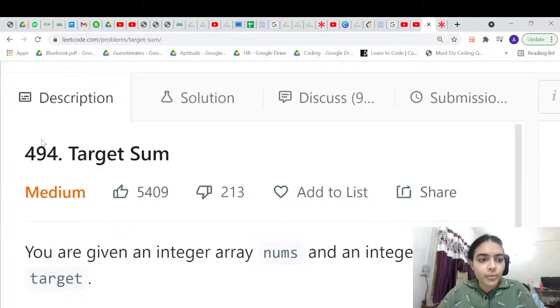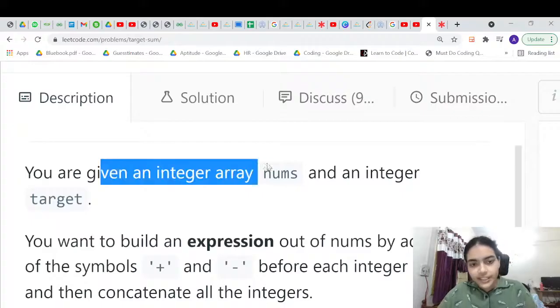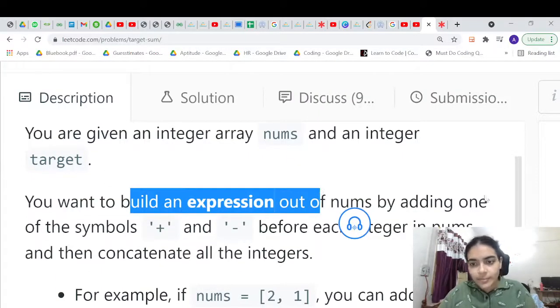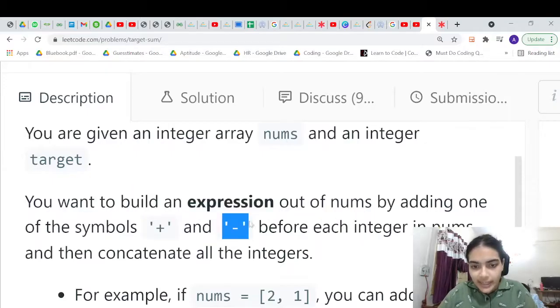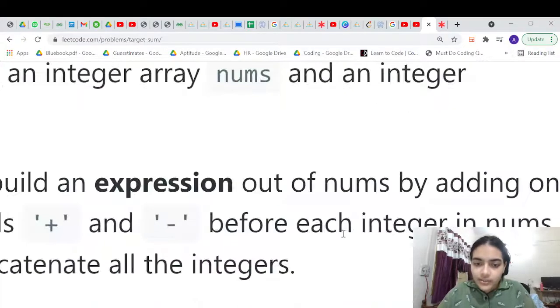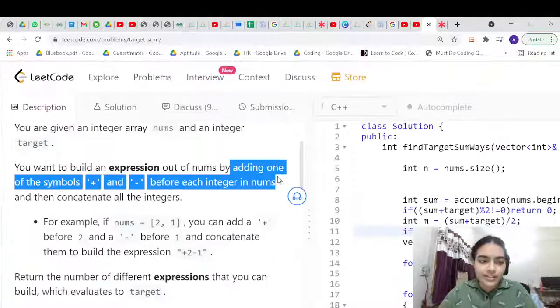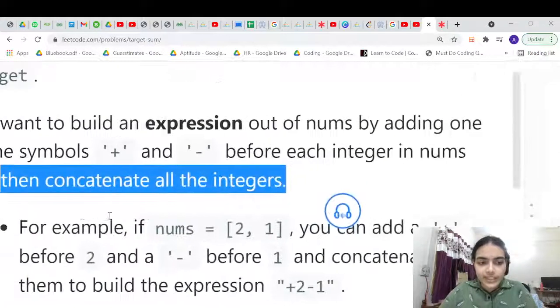Today we're going to solve the problem which is called target sum. You're given an integer array nums and an integer target. You want to build an expression out of nums by adding one of the symbols plus and minus before each integer. This word is the most important word: each integer. You have to use all the integers and then concatenate all the integers.